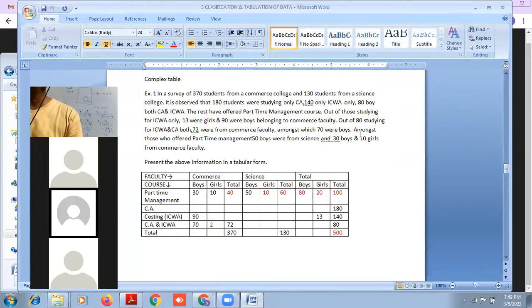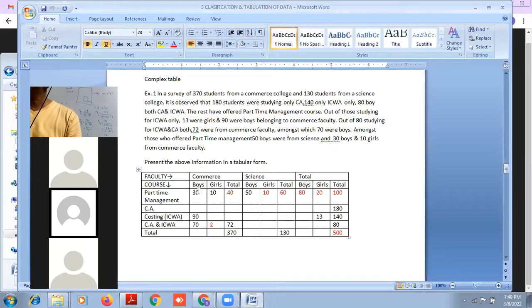Can you see properly now? Yes, sir. Amongst those who offered part-time management, 50 boys were from science. So from this 100, 50 boys were from science. Science boys, they are 50 here. This 50 will come here. 50 boys were from science and 30 boys, 10 girls from commerce faculty.